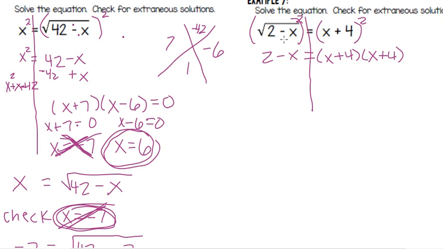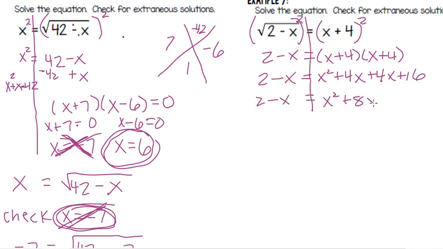Because when I square what's under the radical, I get what's under the radical, so I get 2 minus x. Here I have to FOIL. So on this side I still have 2 minus x. Here I get x squared plus 4x plus 4x plus 16. So I get that 2 minus x is equal to x squared plus 8x plus 16.